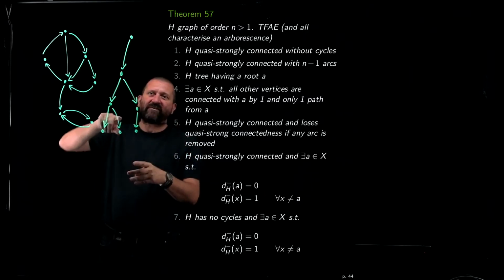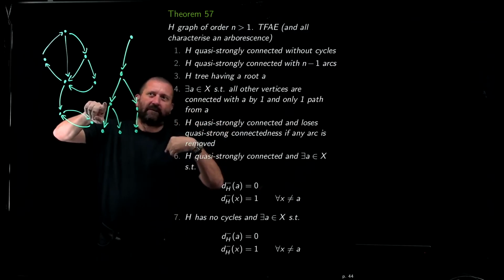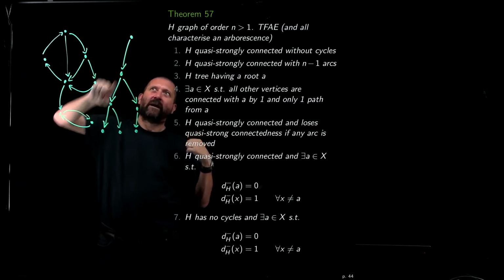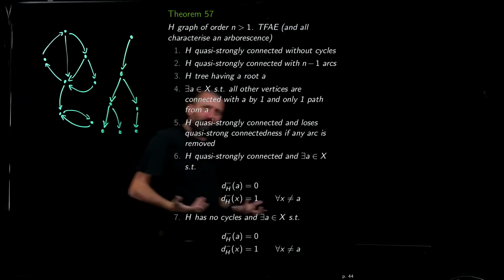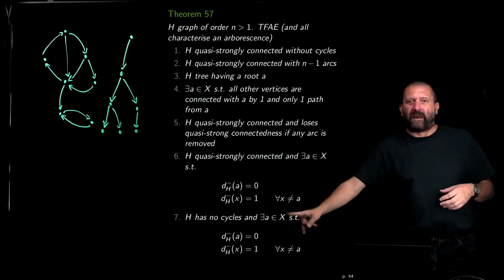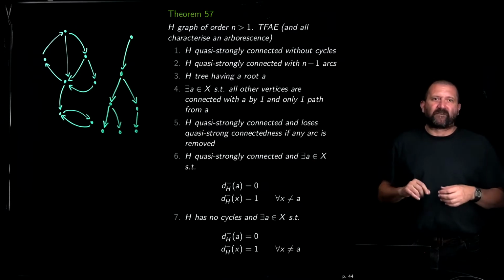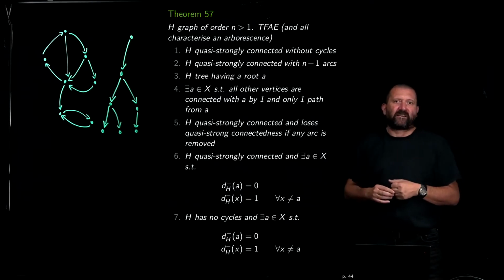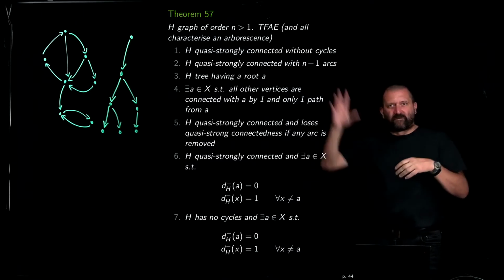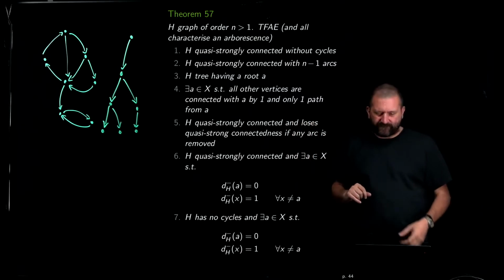This is an arborescence. And if I look at any vertex, my in-degree is 1. I have only one ancestor in the graph, except for that guy, which is the root. And that root has in-degree 0. And the last property is the same in terms of degree, but instead of stating that the graph is quasi-strongly connected, you say that it has no cycles. So all of these properties characterize an arborescence.